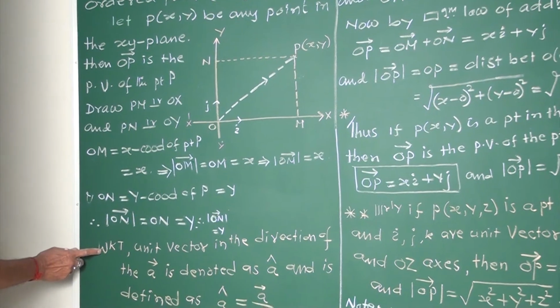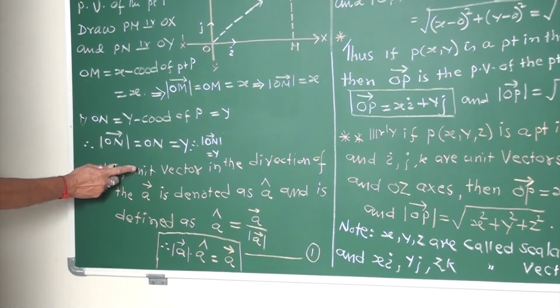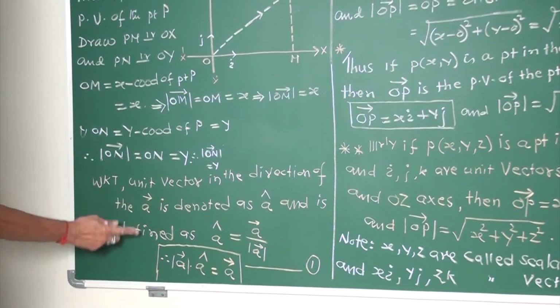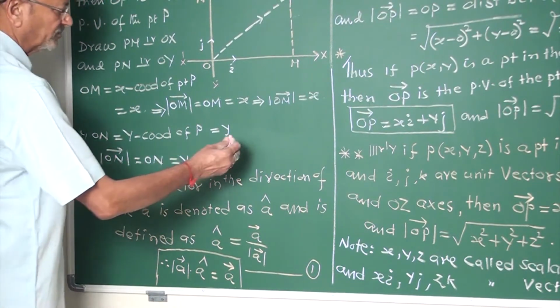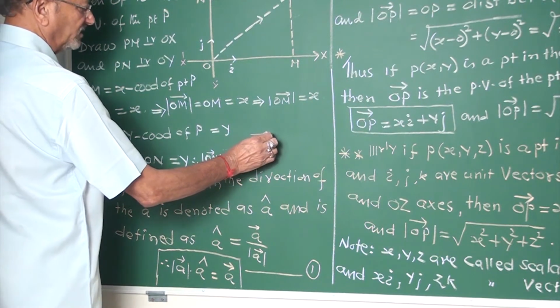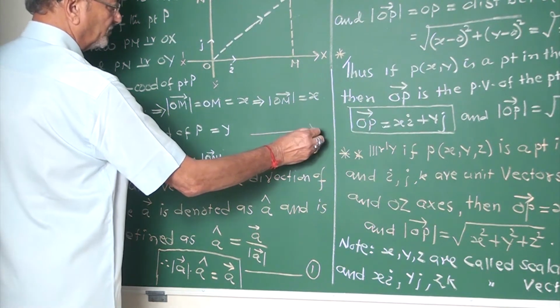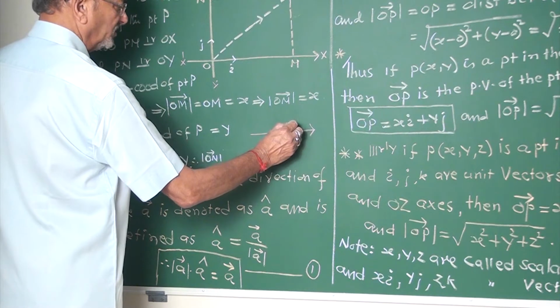Now we know that the unit vector in the direction of the vector a is a definition, my friends. Unit vector in the direction of the vector a. I take this is the vector a, my friend. This is vector a.